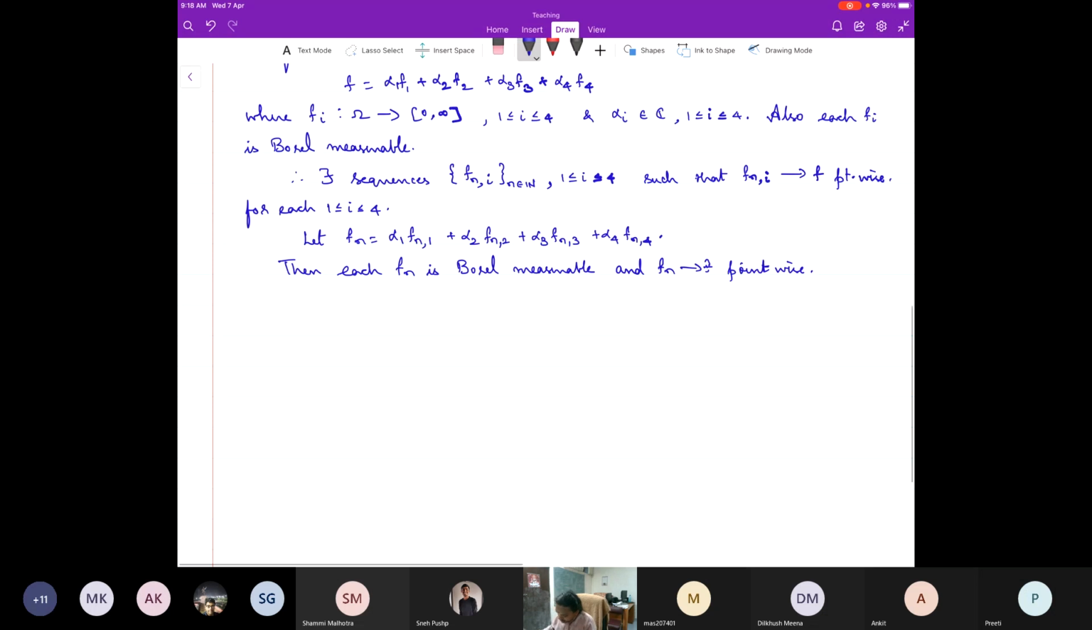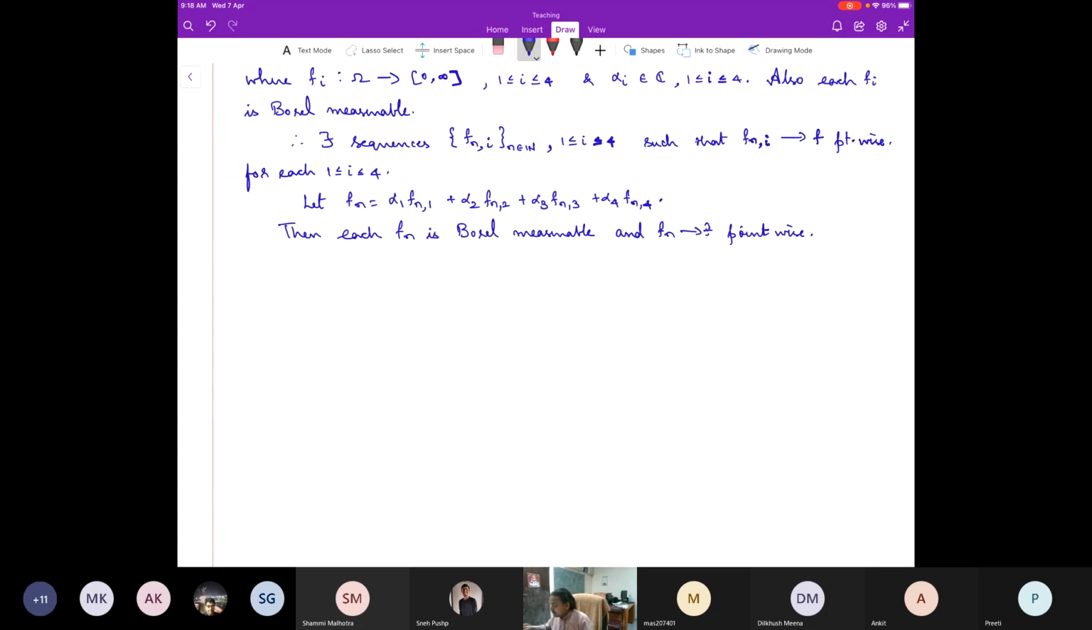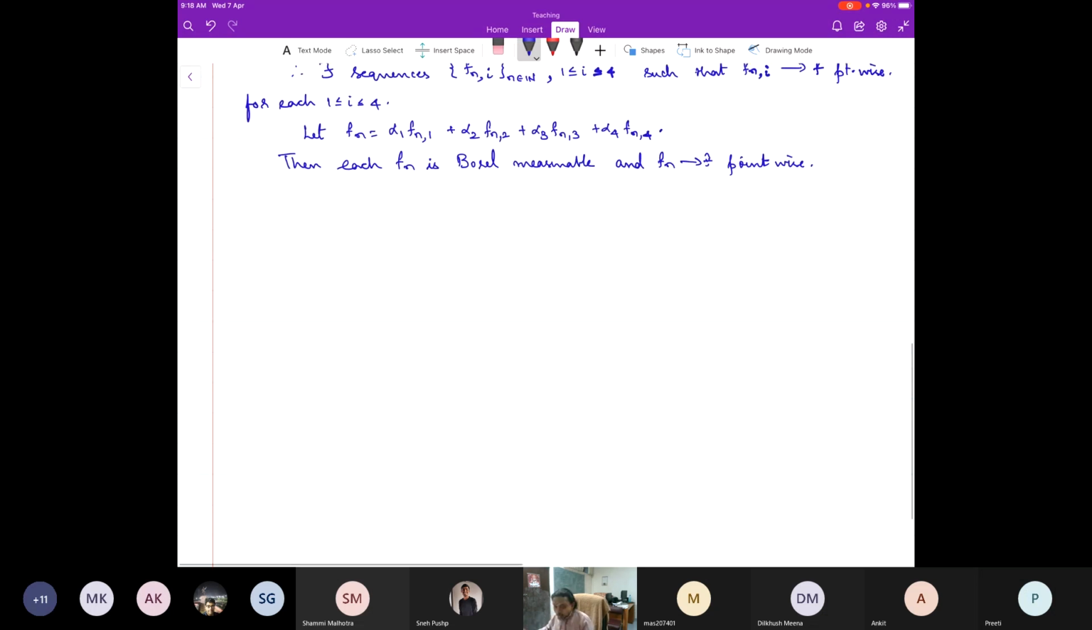So next one. Before we get into this almost everywhere convergence, we need a small lemma, what is known as the pasting lemma. So let omega comma A and omega dash comma A dash be measurable spaces.